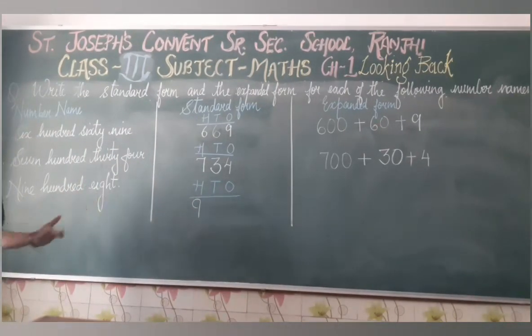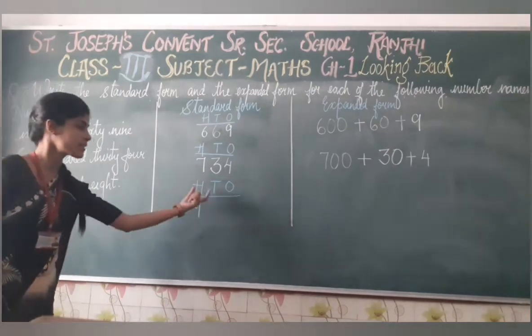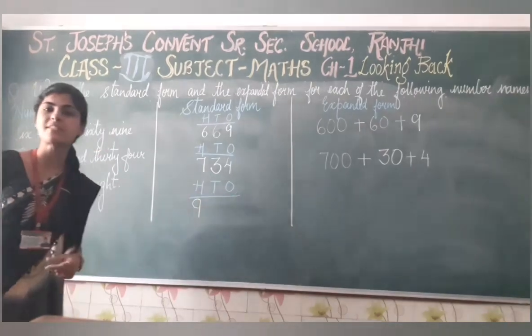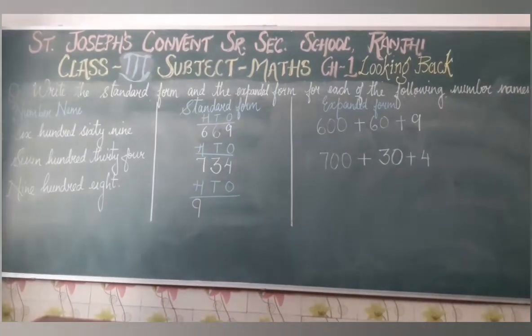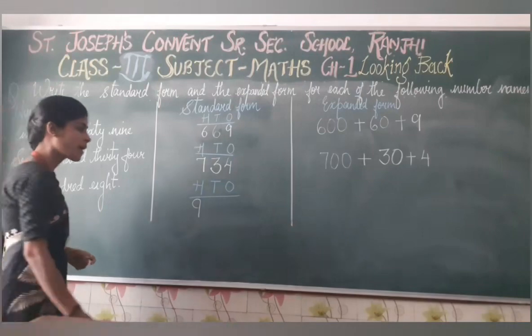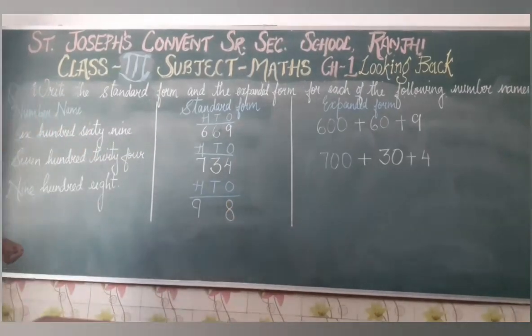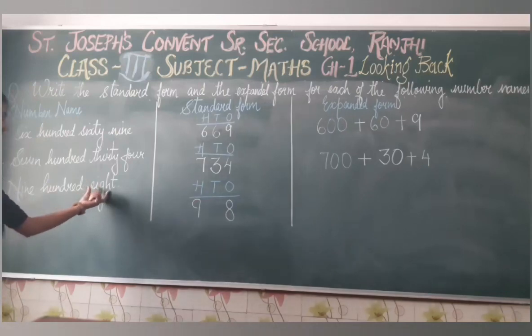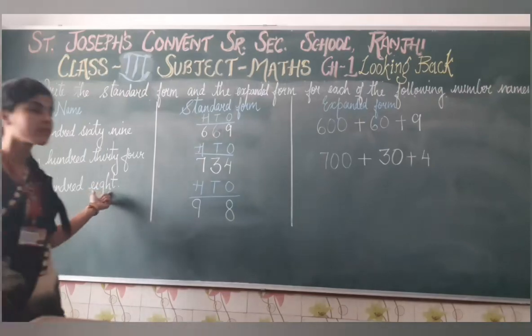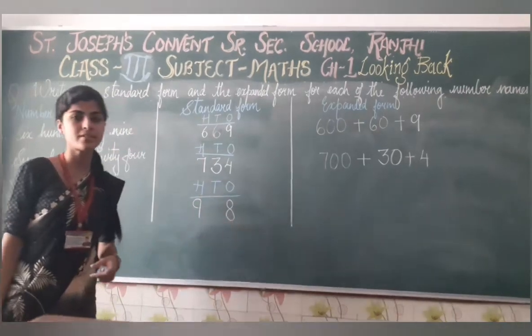As it is 8, can you tell me under which place 8 will come? Will it come at the tens place or at the ones place? Tell me, children. Yes, it will come under the ones place. Why? If it had to come in the tens place, it would have been 80 here. Yes, 8 tens is 80. But here 8 is written. So 8 is a single number and it will come under ones.